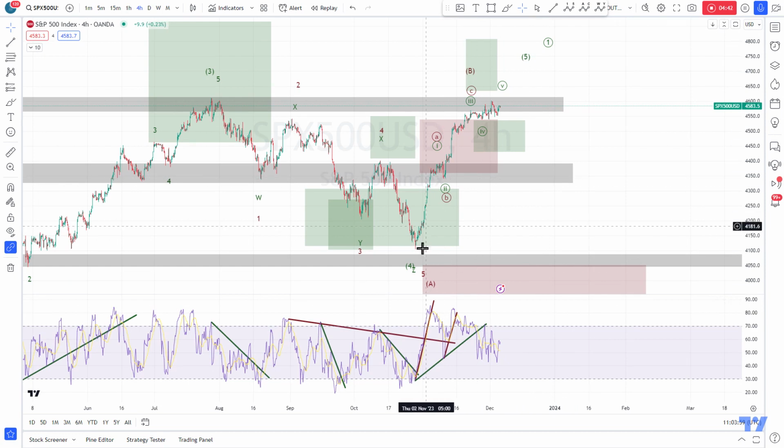But so far, with the data we have now in the 4 hour, the 5 swings and the divergence we're seeing, the first interpretation of this data for me is an ending impulse. Okay, that's my analysis so far.